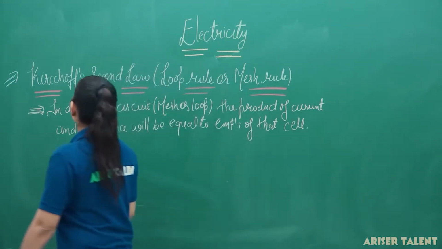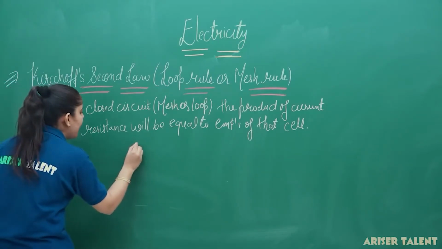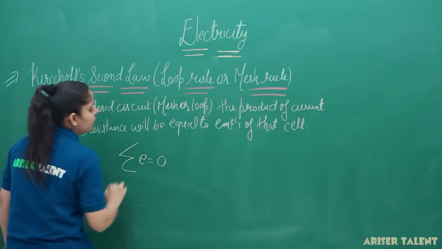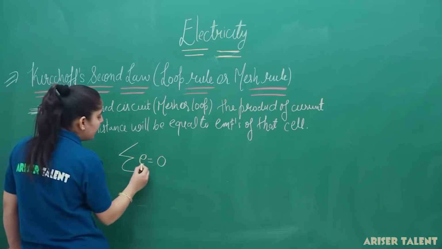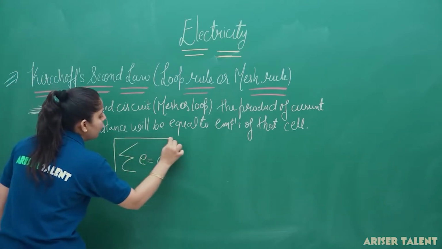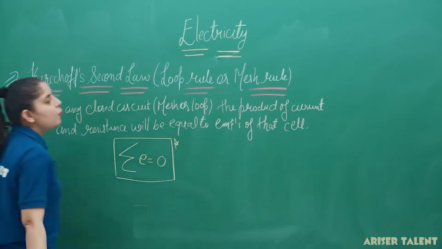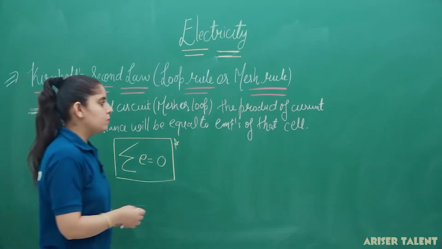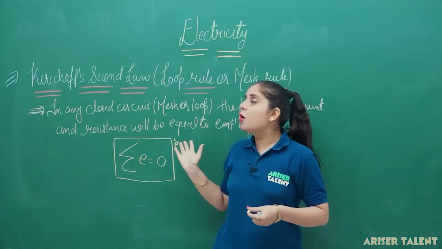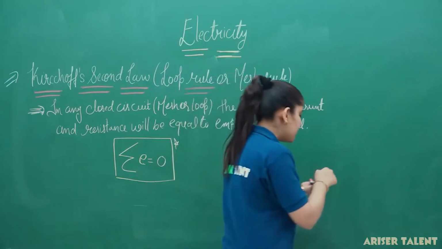So this is about Kirchhoff's second law, and mathematically this law can be written as summation E equal to 0, where E is the EMF of a battery, because we denote the EMF with a small e, and sometimes it can also be written as a capital E. So this is the mathematical expression for Kirchhoff's second law. Now, let us consider a circuit for understanding the second law, so it might be clear to you. Let's draw a circuit diagram here.